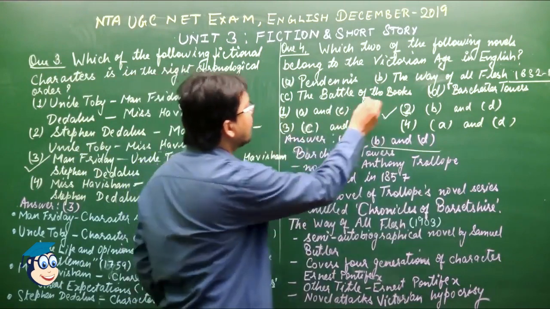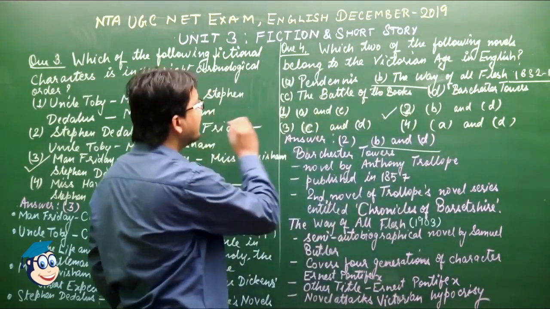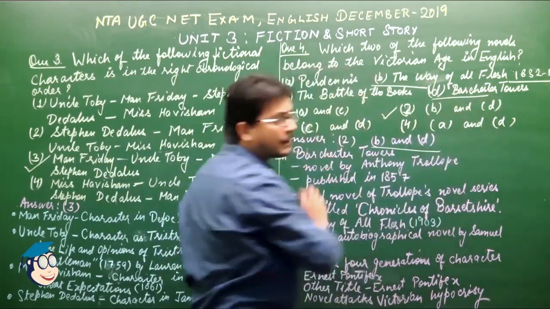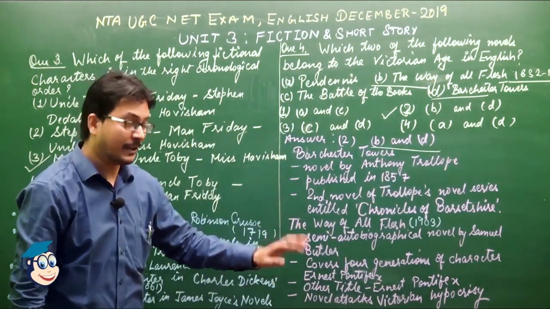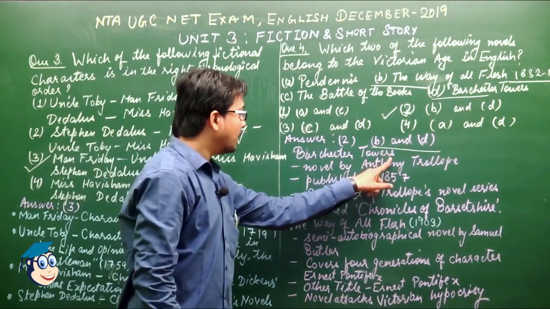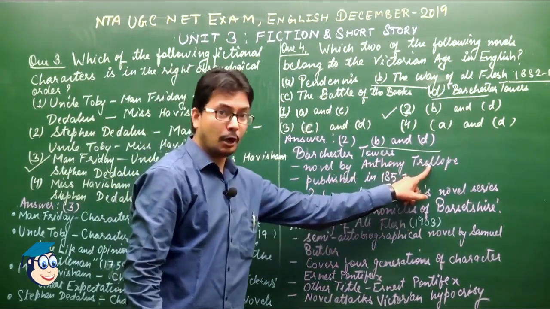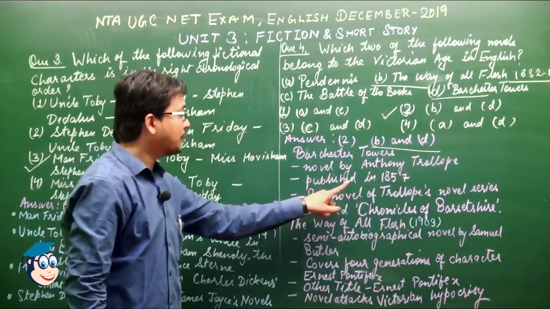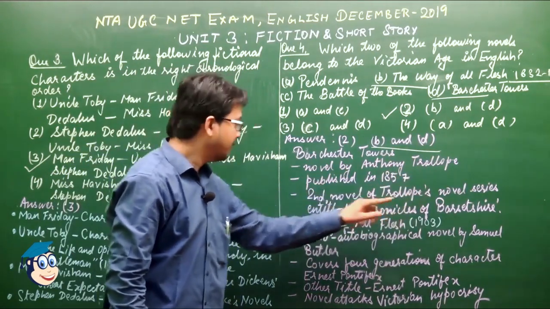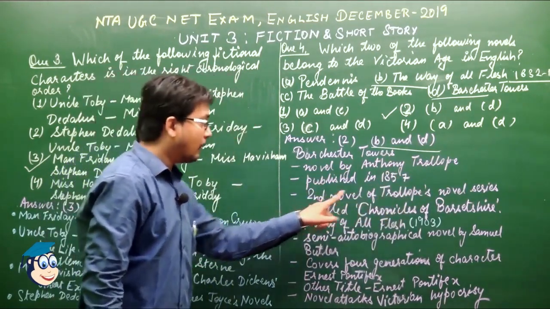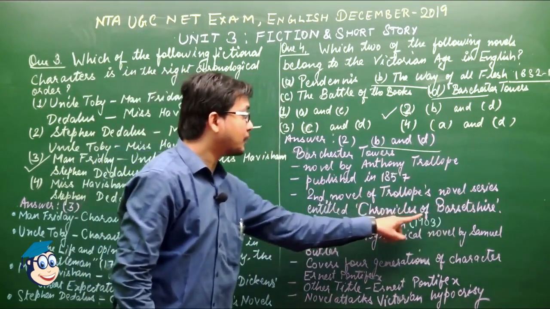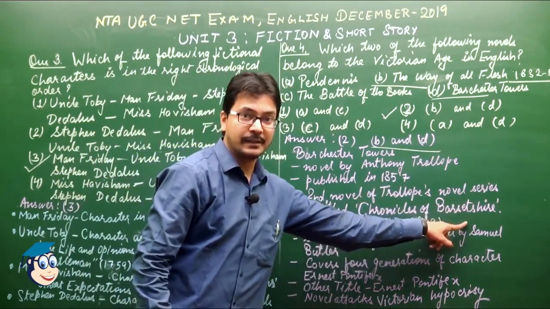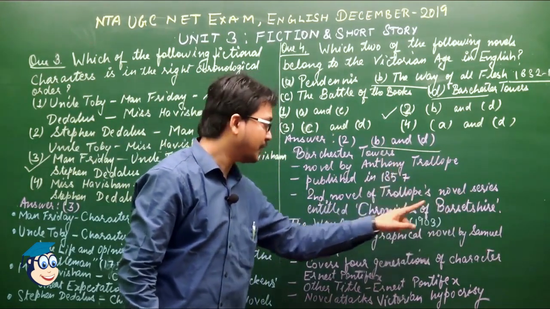Let's talk about which are the novels. B, The Way of All Flesh, and D, Barchester Towers. Let's get some detail about these 2 novels, a brief detail, I should say. Barchester Towers was a novel by Anthony Trollope, which was published in 1857. It is the second novel of Trollope's novel series entitled Chronicles of Barsetshire. Remember, it was the second novel of that series.